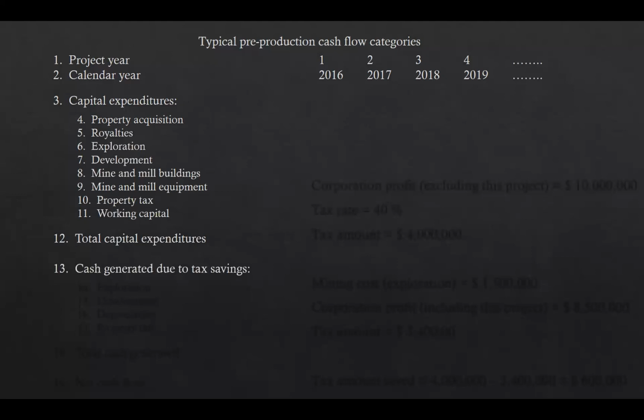The next item is the details of the cash generated due to the tax savings. For example, if this mining project is one of the projects for a large mining company, or the mining company working on this project is one division of a large profitable corporation, the corporate structure enables the company to generate tax savings during the pre-production period. To clear this concept, we have a simple calculation here.